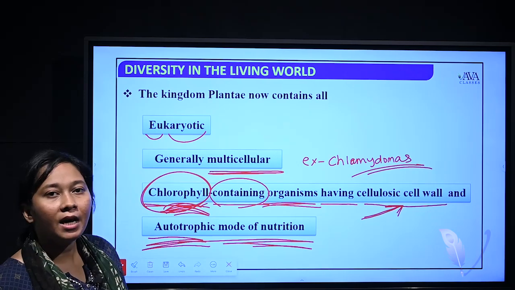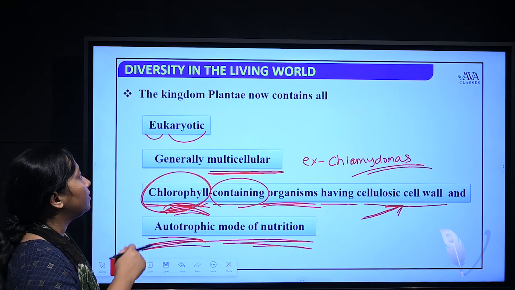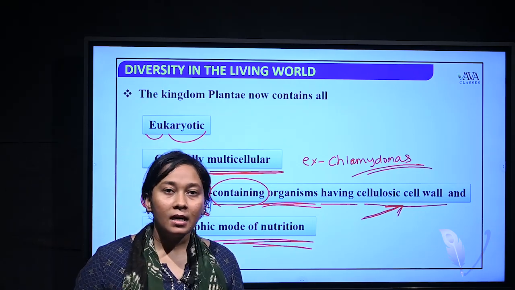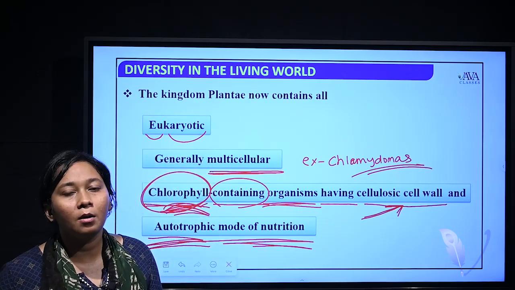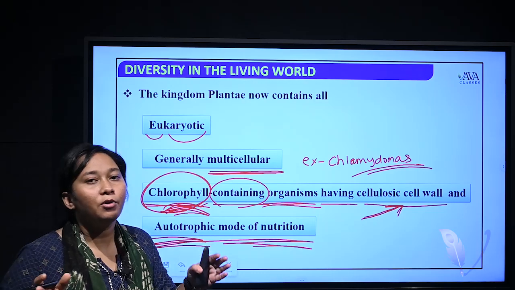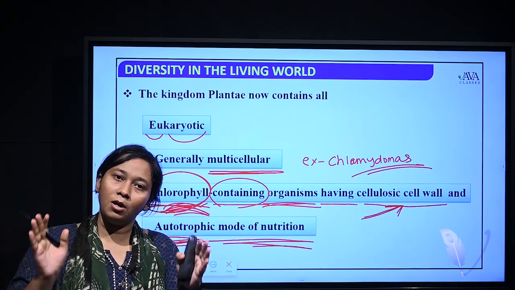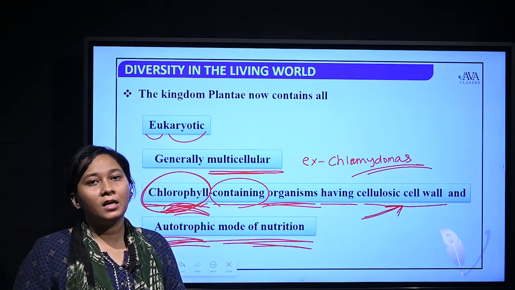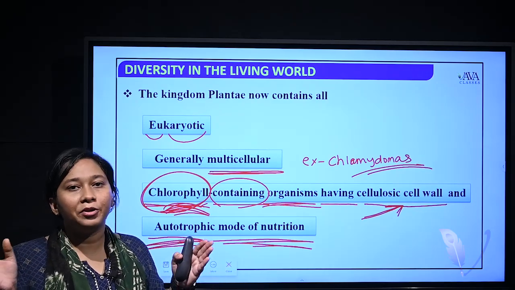We studied about their general features. What general features did we study here? They are eukaryotic. Okay, eukaryotic means their cell system is well developed. Their nucleus is well developed. When you see a eukaryotic cell, you can see a well developed nucleus, and membrane bound organelles are also present. That type of cell is called a eukaryotic cell.